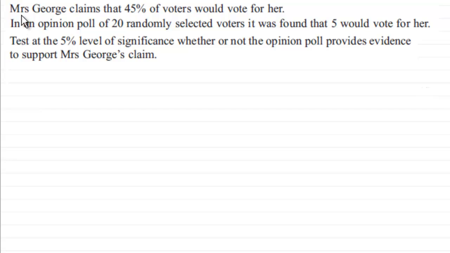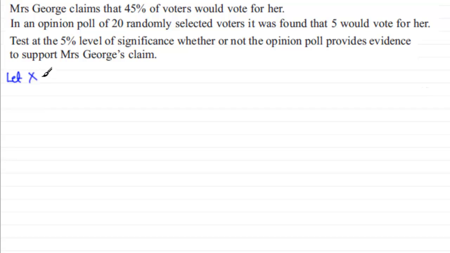So what we've got here is that Mrs. George claims that 45% of voters would vote for her. And in an opinion poll of 20 randomly selected voters, it was found that 5 would vote for her. What we've got to do is test at the 5% level of significance whether or not the opinion poll provides evidence to support Mrs. George's claim. So, as usual with questions like this, what we need to do is define a random variable.